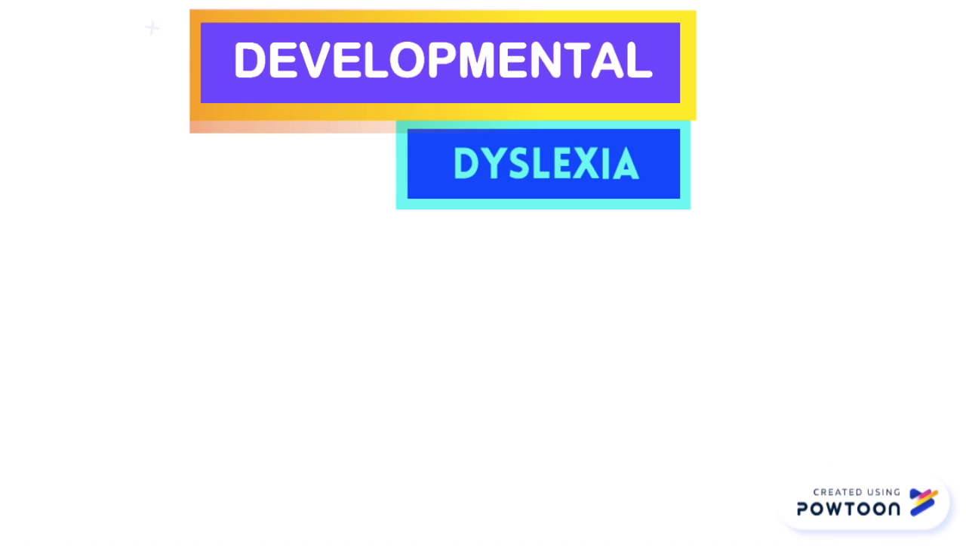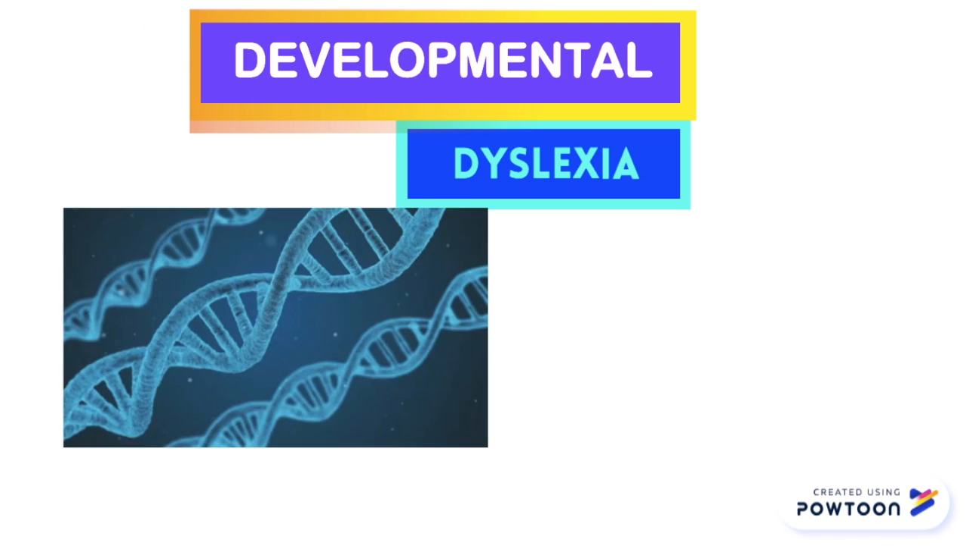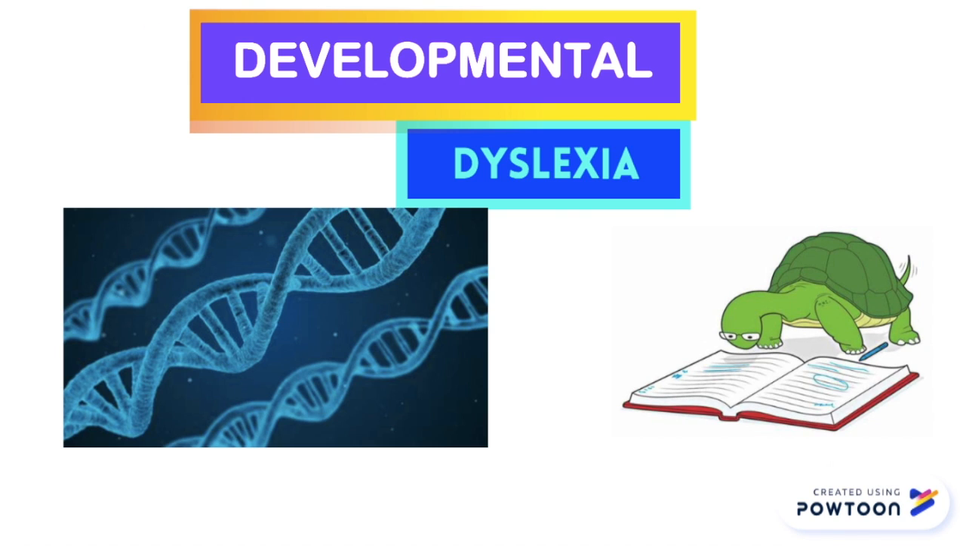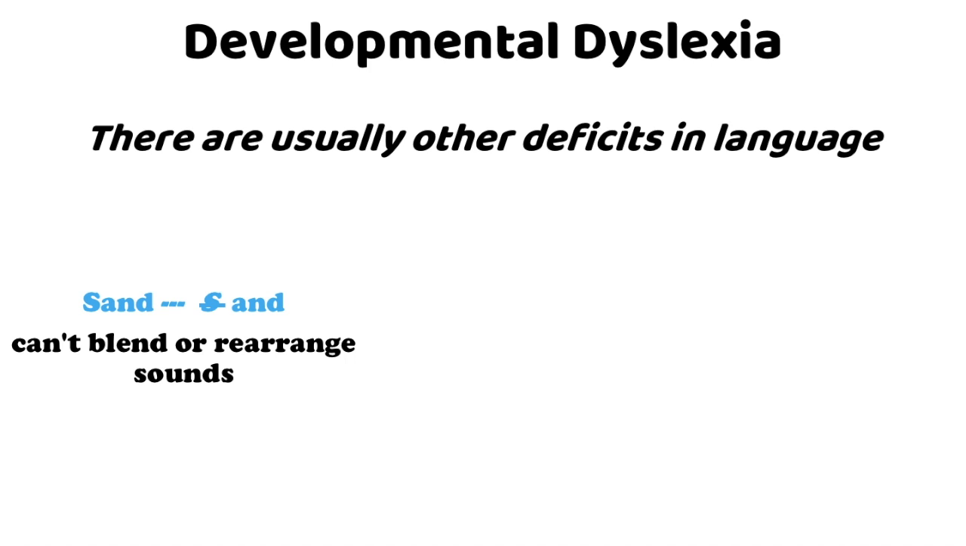Developmental dyslexias appear to have a genetic component. Some children have great difficulty learning how to read and never actually become fluent readers, even though they're otherwise intelligent. With developmental dyslexia, there are usually other deficits in language, for example, phonological awareness, which means they can't blend or rearrange sounds. So they wouldn't be able to understand that if you take the S from sand, you'd be left with the word and.